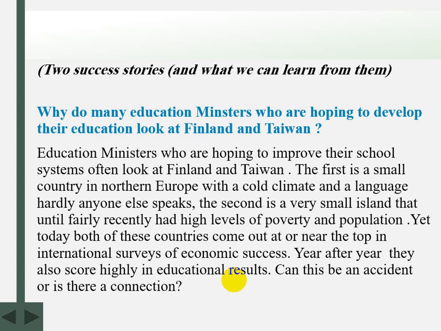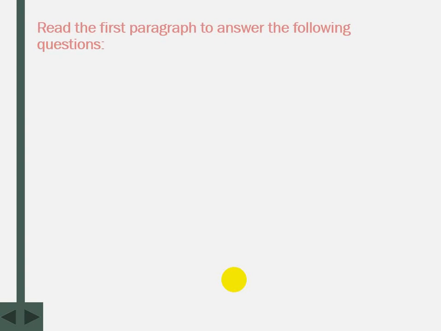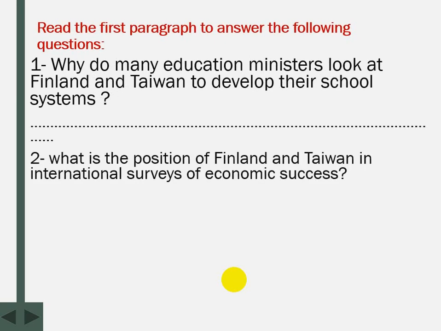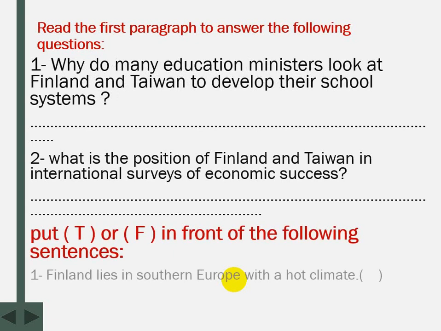Okay. Now this is the first paragraph. Please read it again and answer the following activity. Question number 1. Why do many education ministers look at Finland and Taiwan to develop their school system? Why? Especially these two countries. Why do many education ministers look at these two countries especially?